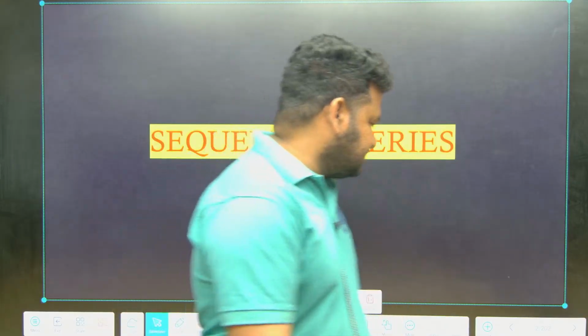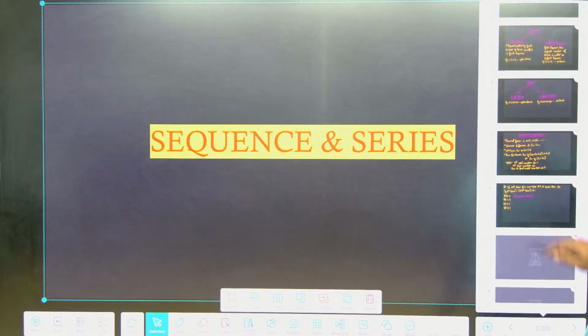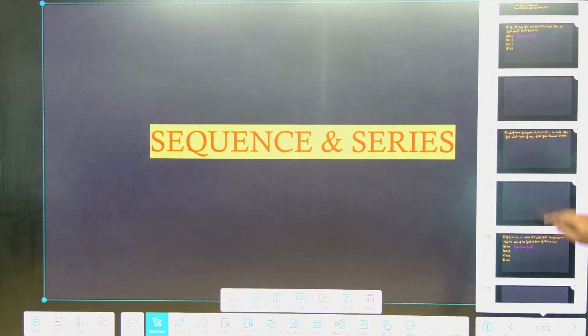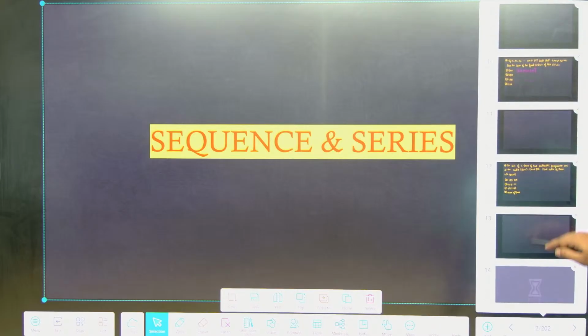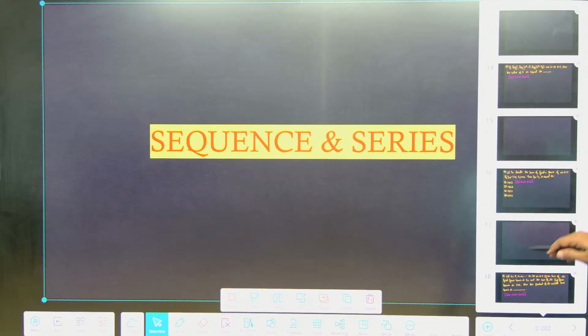So today in this session, let us continue with arithmetic progression, and slowly we will be making the transition to the next topic, that is geometric progression. First we will do some more questions on arithmetic progression.